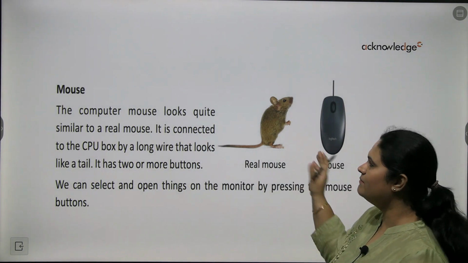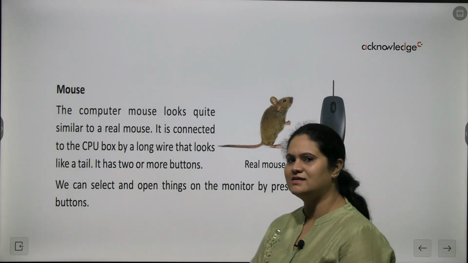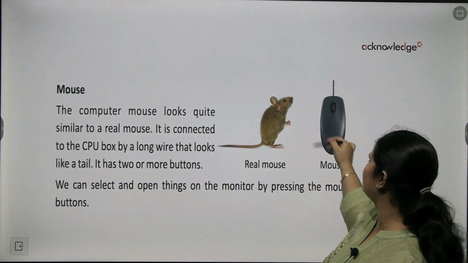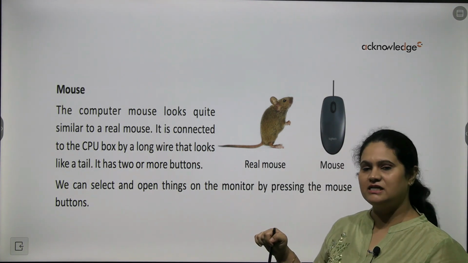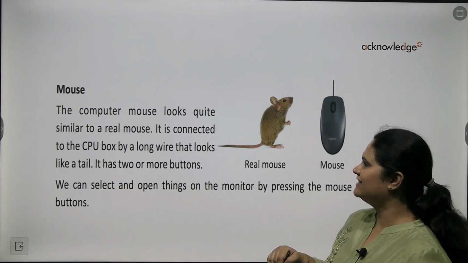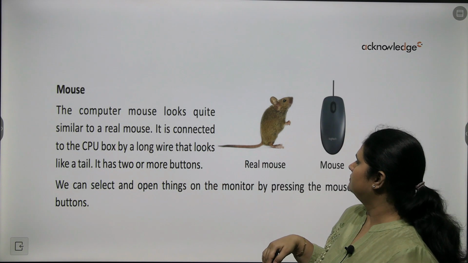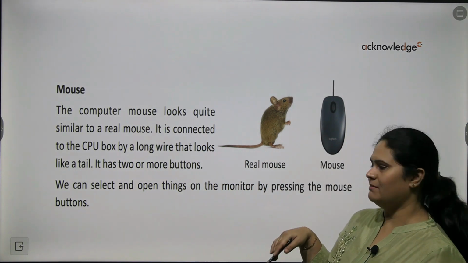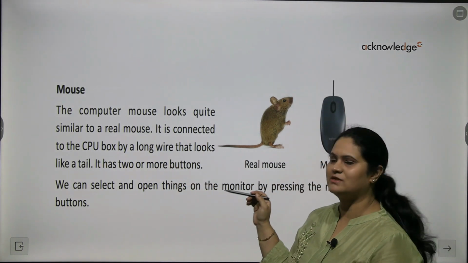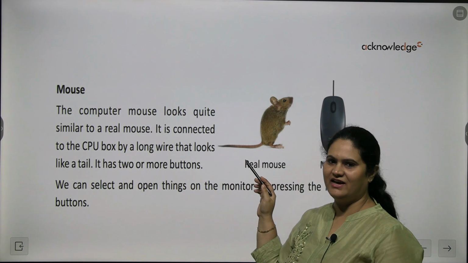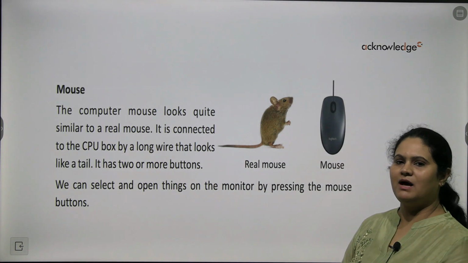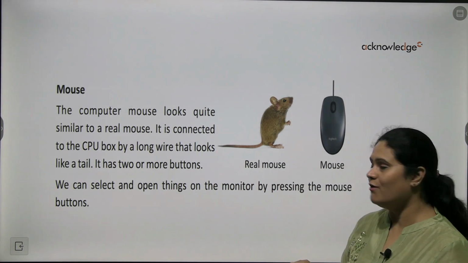Now, this is a mouse. Have you seen a mouse in your houses sometime? Yeah, you must have seen mouses. Now, this is also a mouse that is connected to the computer. It looks very similar to the real mouse. It is connected to the CPU box by a long wire that looks like its tail. Can you see here? A real mouse also has a tail and this computer mouse also has a tail, which is a long wire.